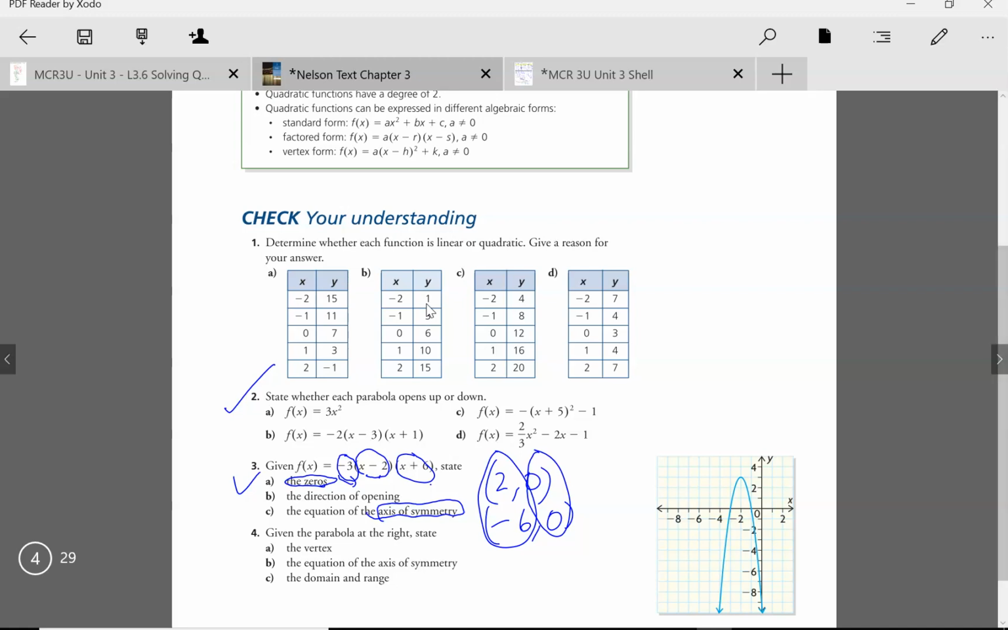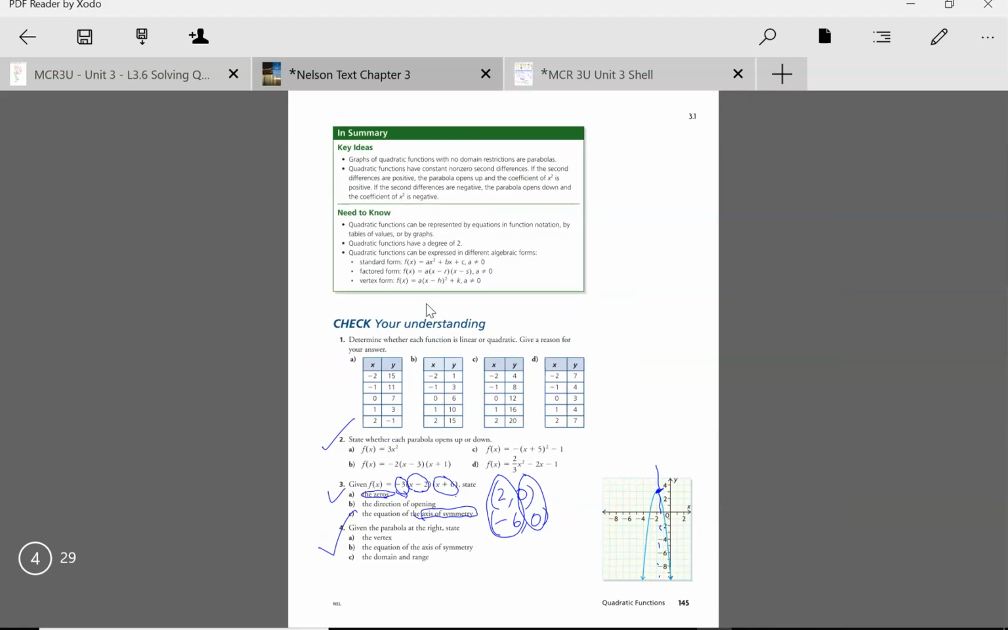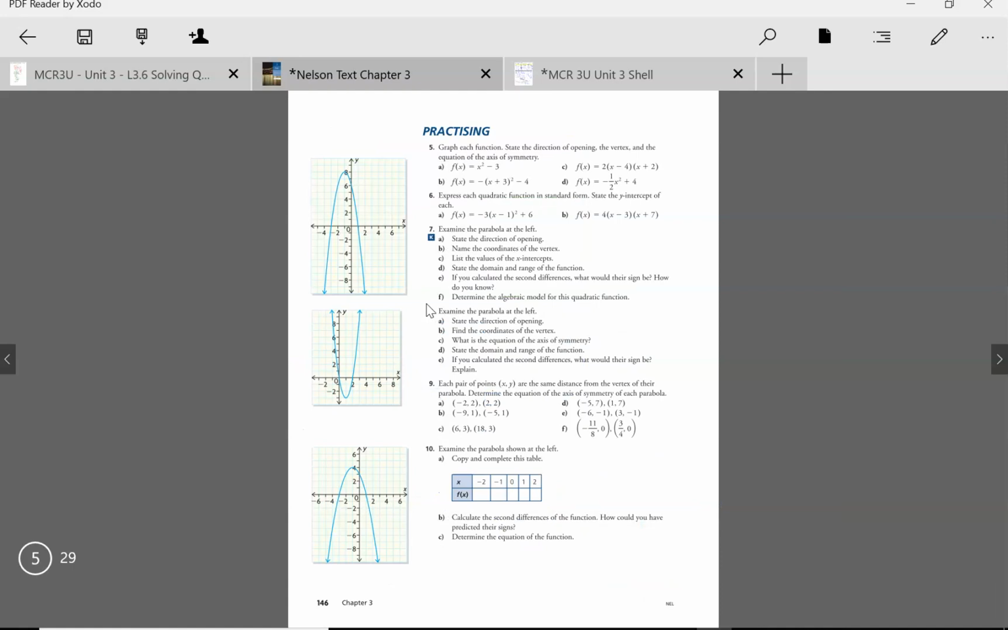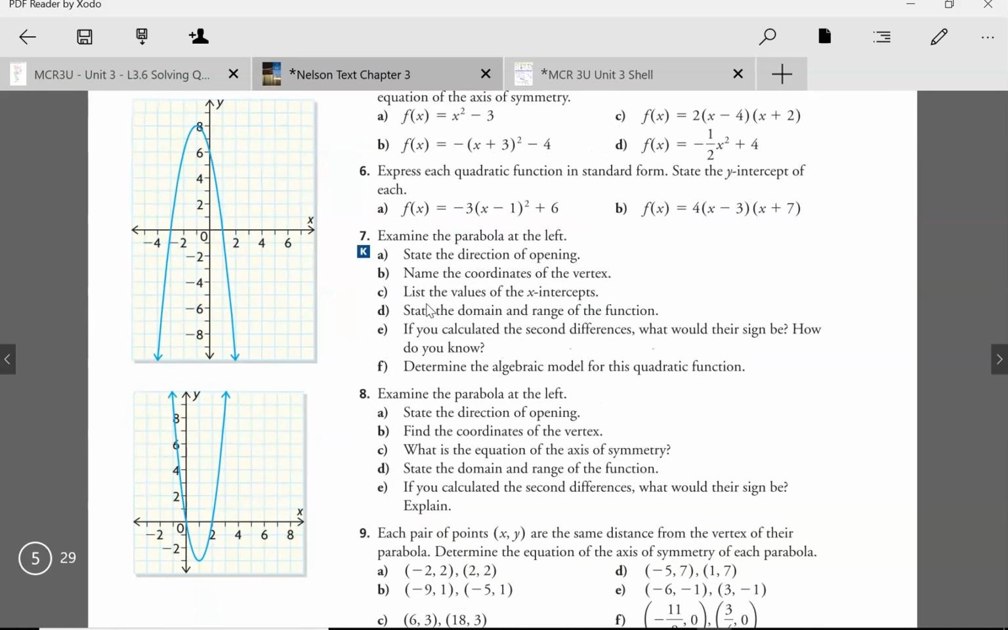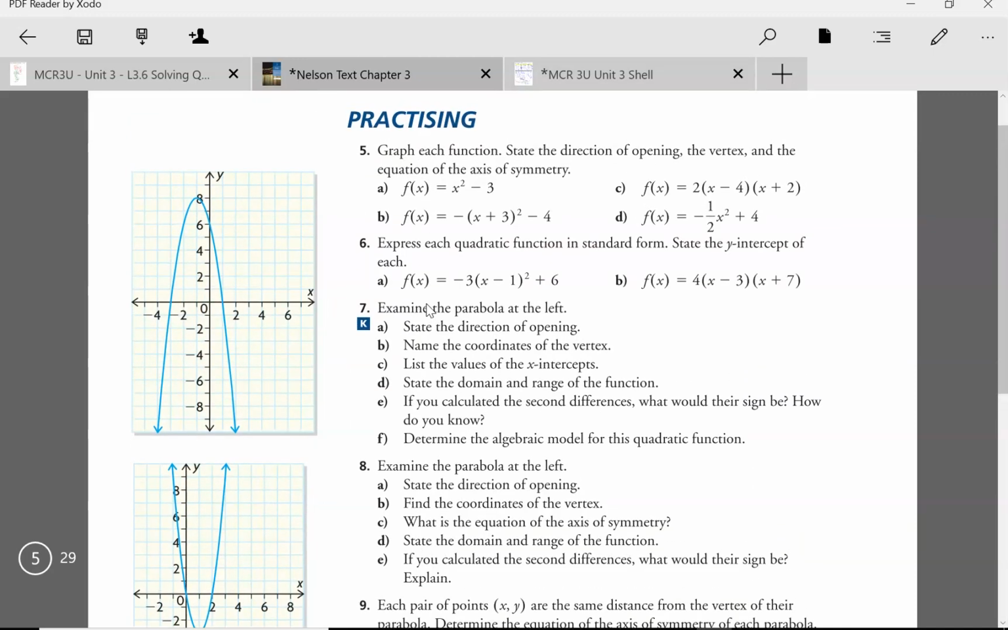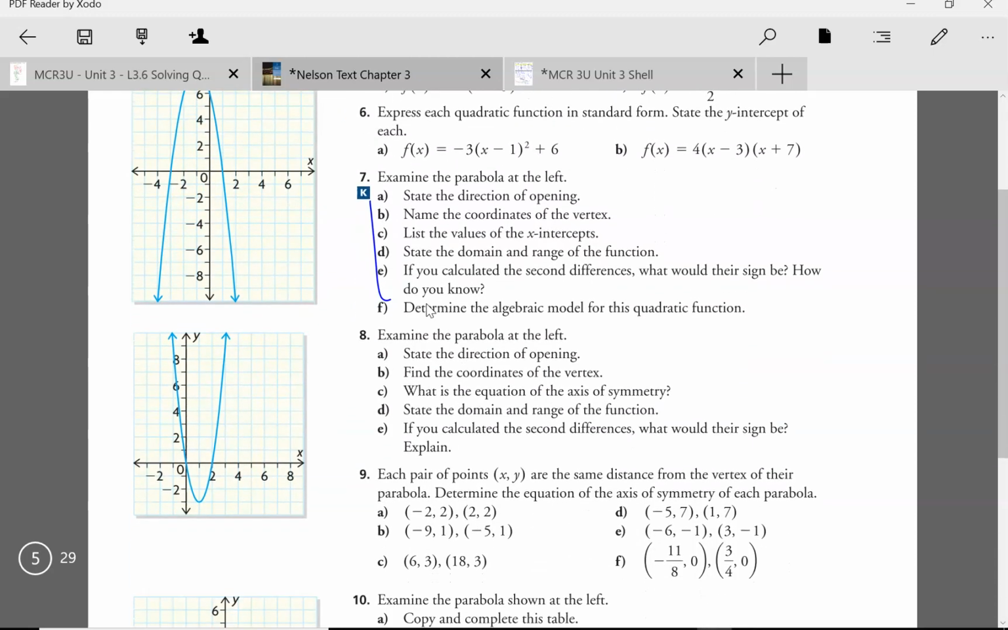Parabola on the right, state the vertex. You just read that off of here. Equation of axis of symmetry, domain and range. This should be easy peasy. I think we did 5, 7, and 8 is what we had to do, if I'm not wrong. So graph each function. So again, hopefully we're okay with this. We've done a lot of direction of opening, vertex, axis of symmetry. Again, you can do this, check your answers. I'm just going over it just to see if there's any difficult questions or questions that I will point out here. Parabola on the left, this should be easy stuff.